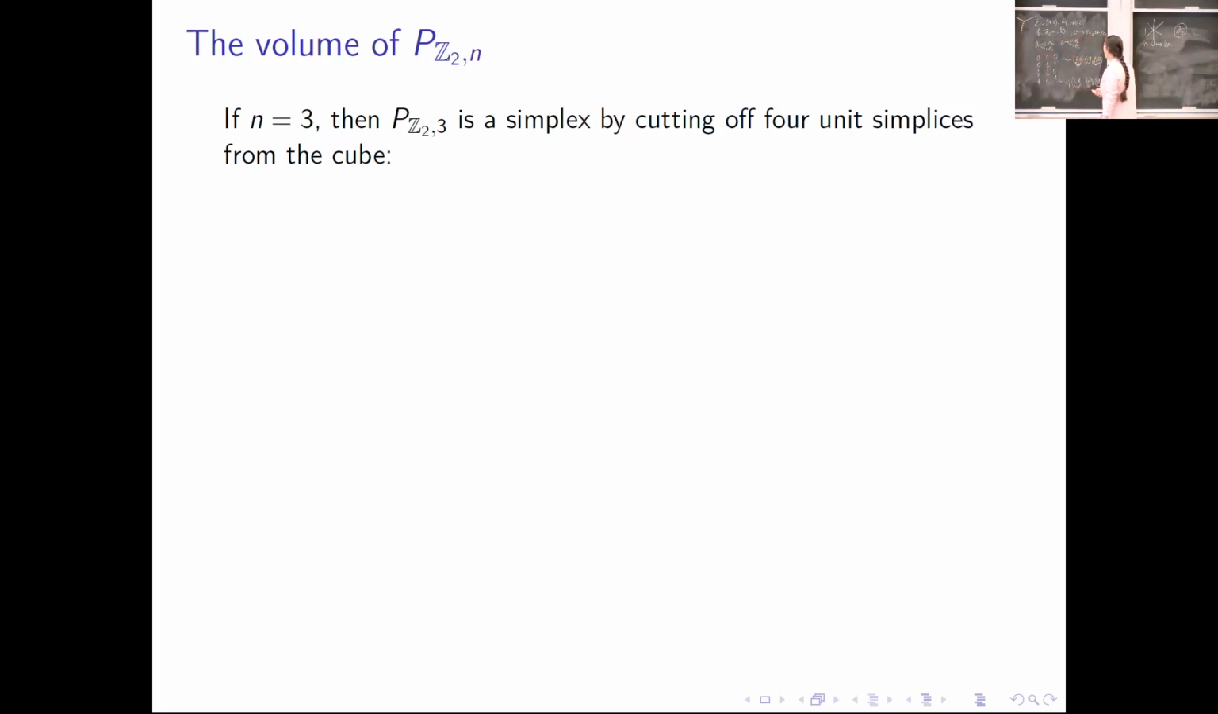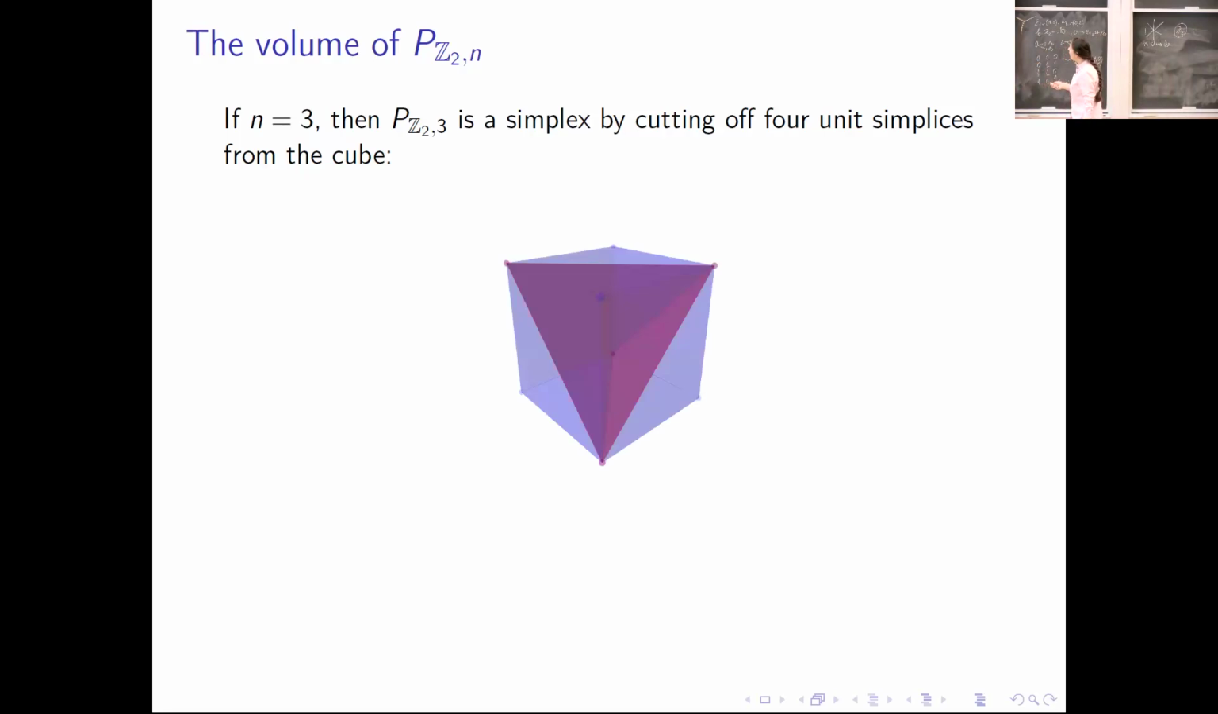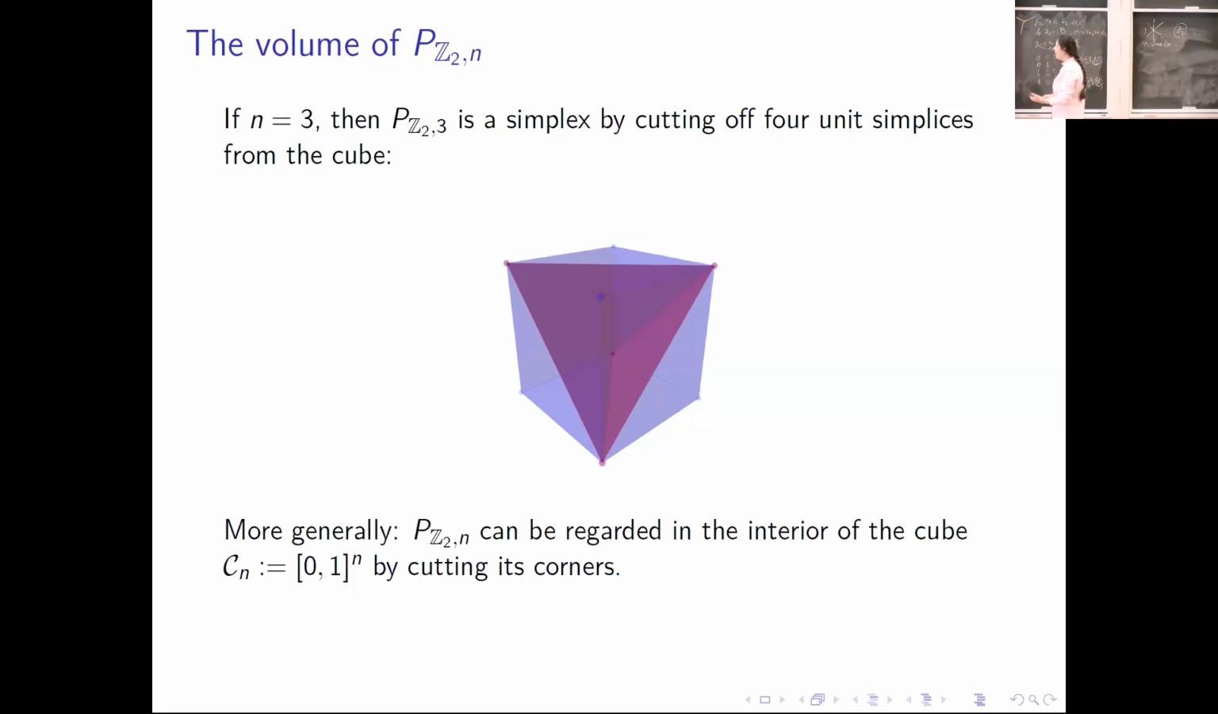For Z2 and this kind of tree, our polytope looks like this. So it is a simplex obtained by cutting off 4 unit simplices from the cube. Three you can see, and the fourth one is behind. And this can be generalized: P for Z2 and n, for the n-claw tree, can be regarded inside the cube by cutting its corners. Okay, but if you want to cut corners, it means that we have to discuss hyperplanes and the facet description.